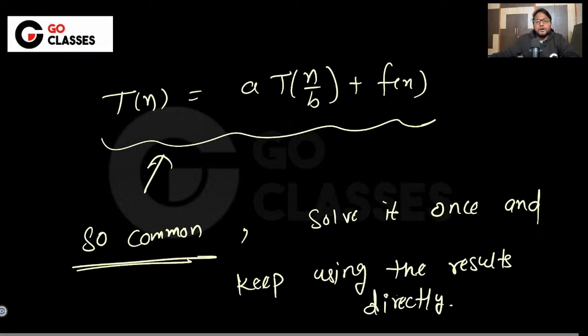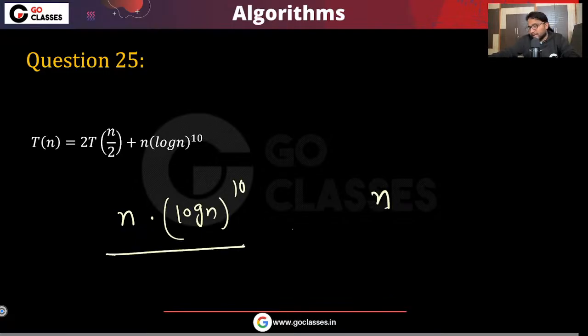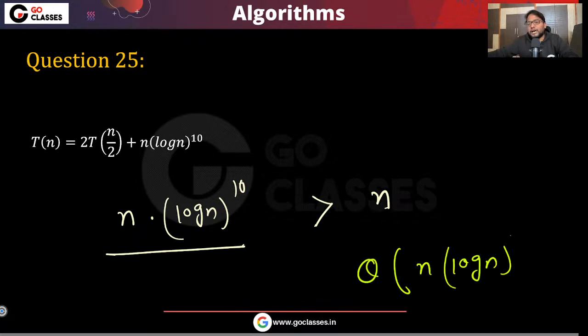Okay, so that's why we have it. Now what is f(n)? f(n) is n into log n power 10, and here it is just n. So since it is log n times something greater, you can directly write the answer: theta of, you need to multiply one more log n. So which means it will be power 11 is the answer. Okay.